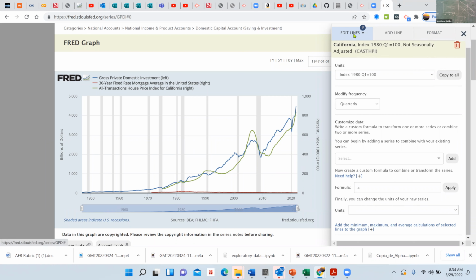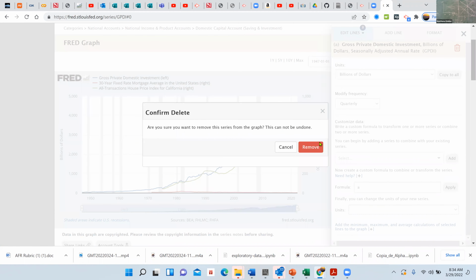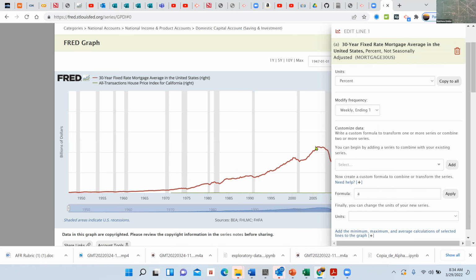In fact, you know what? I might have too many lines. We might need to get rid of investment. I'm going to chunk out investment because it's going to mess up our axes. We'll go like this.